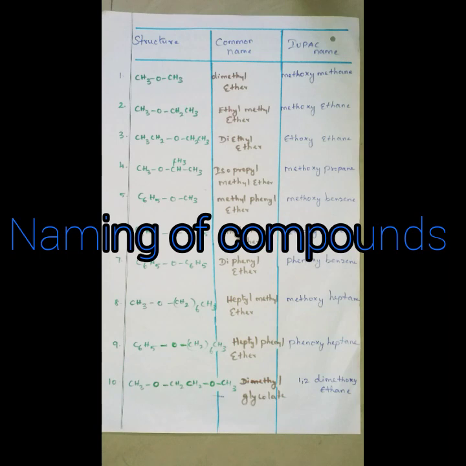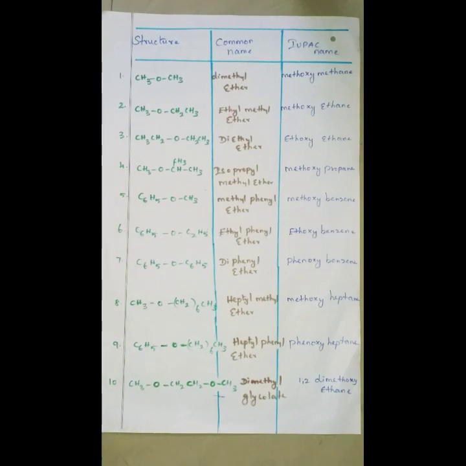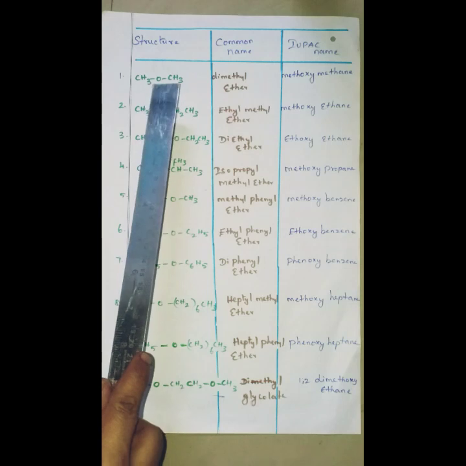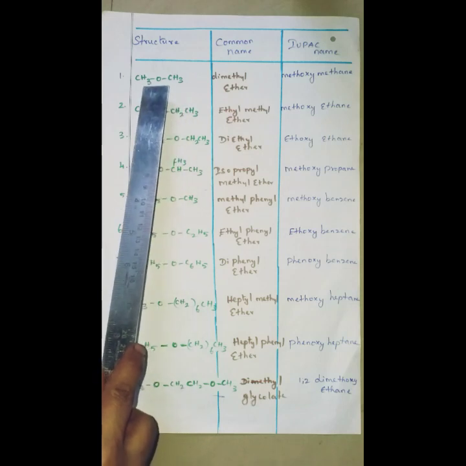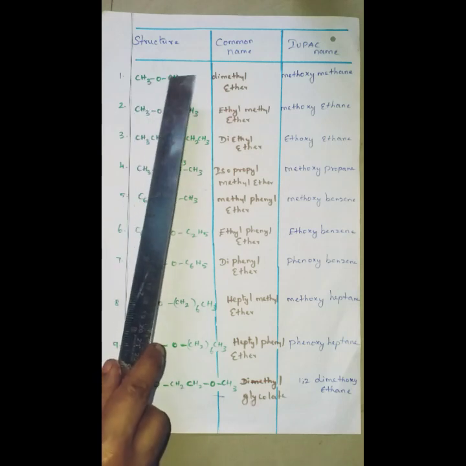Next we are going to see about the nomenclature, how to give a name for the ethers. This one I explained in the 11th standard itself. Once again we can recall. The most basic, first simple ether is CH3OCH3.